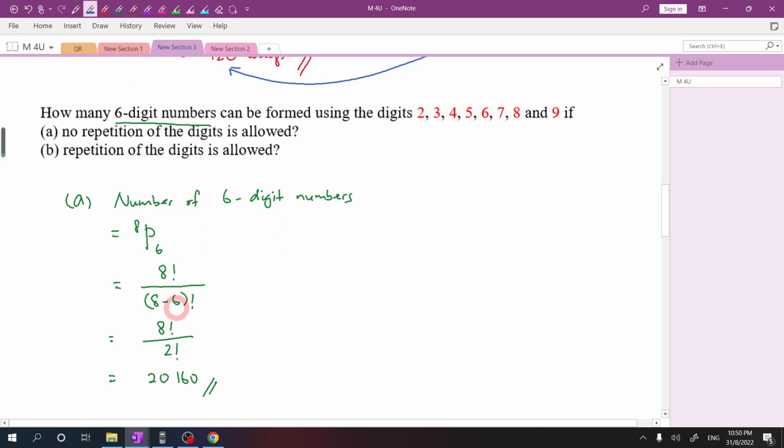Okay, besides solving using this method, some students like to use this way. We want 6 digits, right? So we just draw 6 empty spaces here. 1, 2, 3, 4, 5, 6. First empty space here, we have 8 choices. After we use up one of them, we are left with 7 choices, 6 choices, and so on. Try to press your calculator: 8 times 7 times 6 times 5 times 4 times 3. You get exactly the same answer.